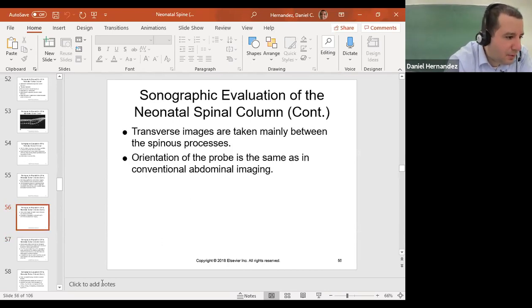So transverse view, let's see. I get transverse. Sure. Of course not. Sorry.